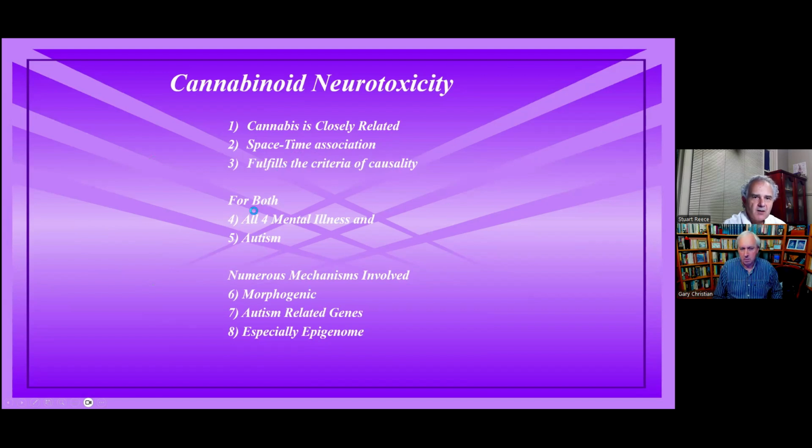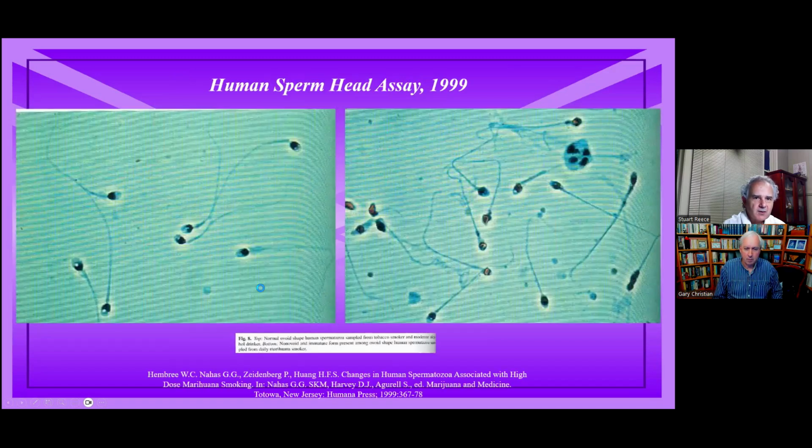So by way of summary, on cannabinoid neurotoxicity, cannabis is closely related in a space-time association and fulfills the criteria of causality for all 4 mental illnesses which we discussed, and autism. That's in young adults and adults, and in children after prenatal exposure. Numerous mechanisms are involved, particularly disruption of the morphogen gradients that are responsible for weaving the brain together. Autism-related genes are triggered epigenetically. We also talked about the disruption of the synapses, the connections between the cells, the synaptopathy.